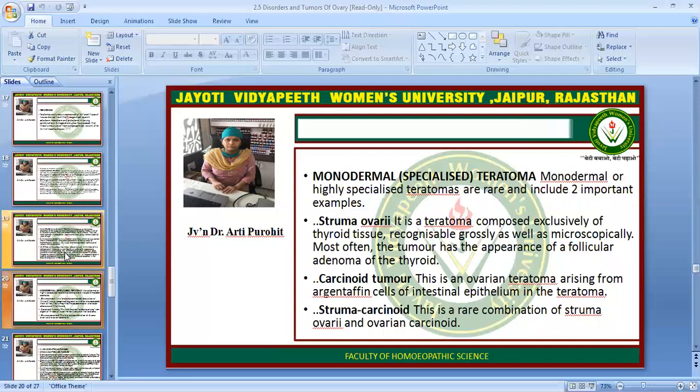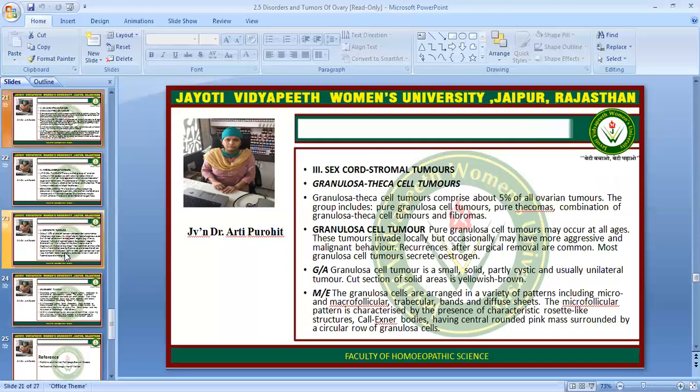The third type of teratoma is the monodermal specialized teratoma. These are some specialized tumors. Two important examples are there. One is struma ovarii, which is a teratoma composed exclusively of thyroid tissue. Recognizable grossly as well as microscopically, the tumor may show the presence of follicular adenoma of the thyroid. Carcinoid tumor is an ovarian teratoma arising from argentaffin cells of intestinal epithelium in the teratoma. Struma carcinoid is a rare combination of both.